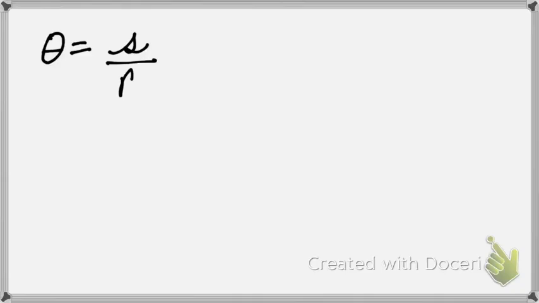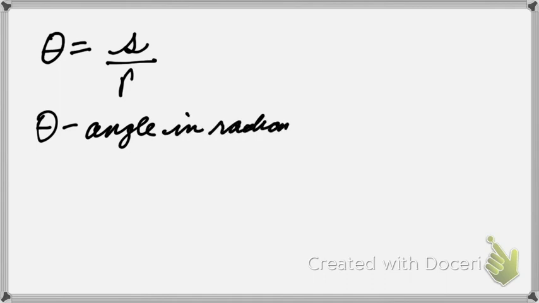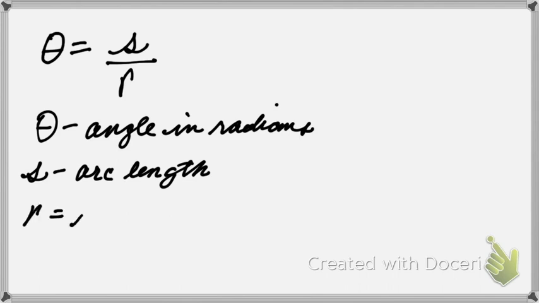In this video, we're going to take a look at this formula here, which would be read theta equals S over R. The theta here is angle. This is referring to angle in radians. And then S is arc length. And that'll be in some units of measure, probably typically centimeters or inches, but could be any unit of measure. And R is the radius.